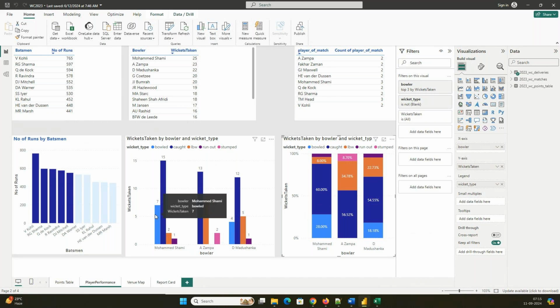Mohammad Shami, 7 times he has bowled the batsman, 15 times he has made the batsman caught out, and 2 times he has made the batsman eliminable. But if you see here, this chart is giving you the percentage wise. 28% of the time he has bowled the batsman. 60% of the times he has made the batsman get caught out.